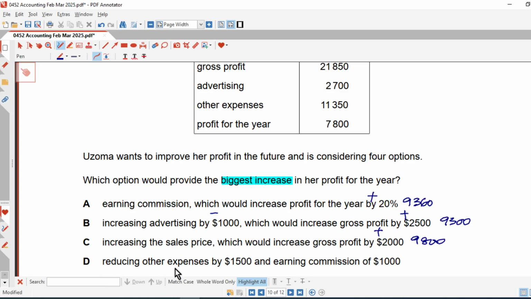Reducing expenses by 1,005 will increase your profit, and earning a commission of 1,000. Good. So we're going to increase by 2,005, which gives us the final answer of 10,300. So that's the one you want to pick. The rest are sus, okay? That's the final one you want to go towards.